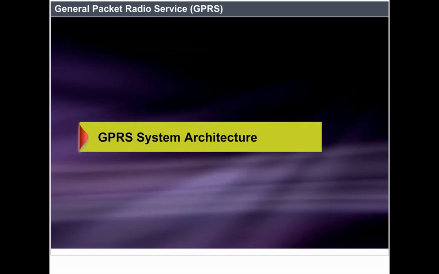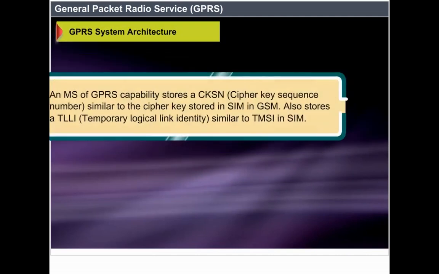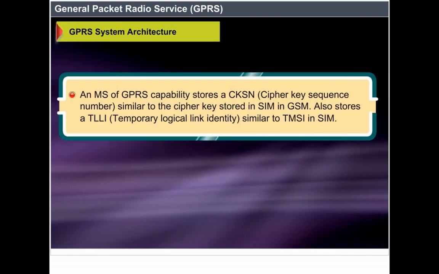GPRS system architecture. An MS having GPRS capability stores a CKSN, cipher key sequence number, similar to the cipher key stored in the SIM in GSM. It also stores a TLLI, temporary logical link identity, similar to the TMSI in the SIM.